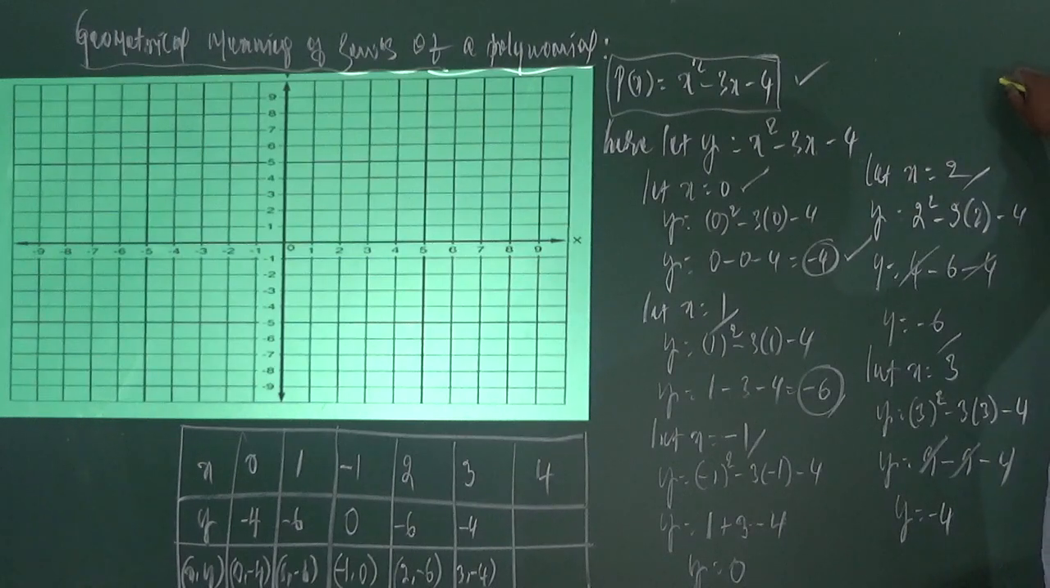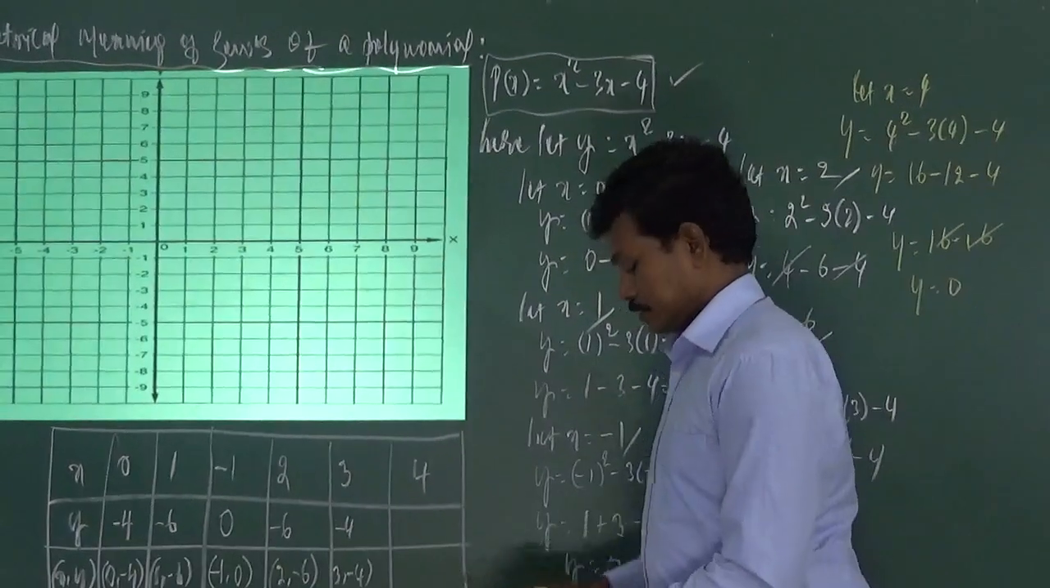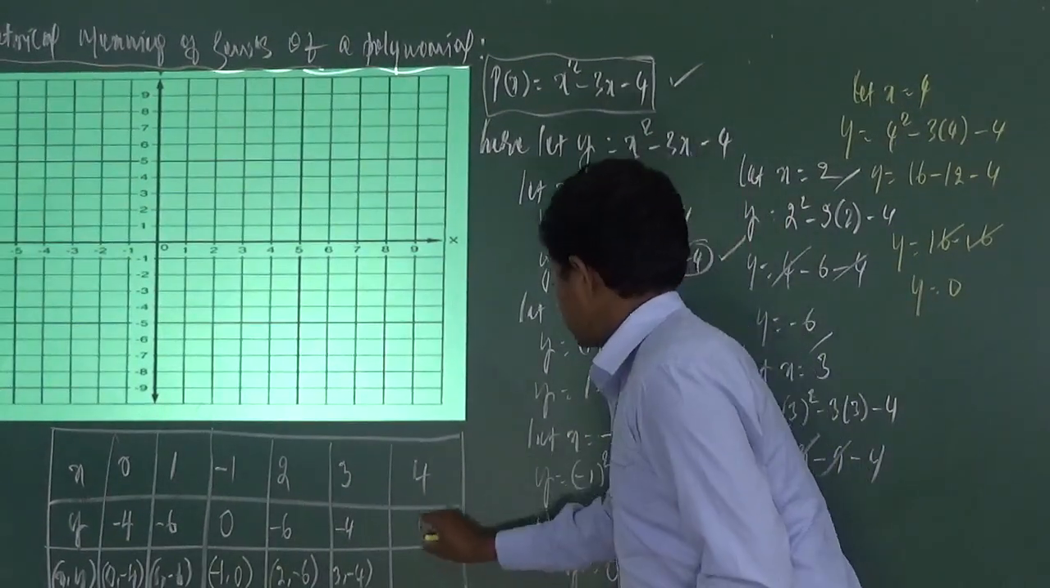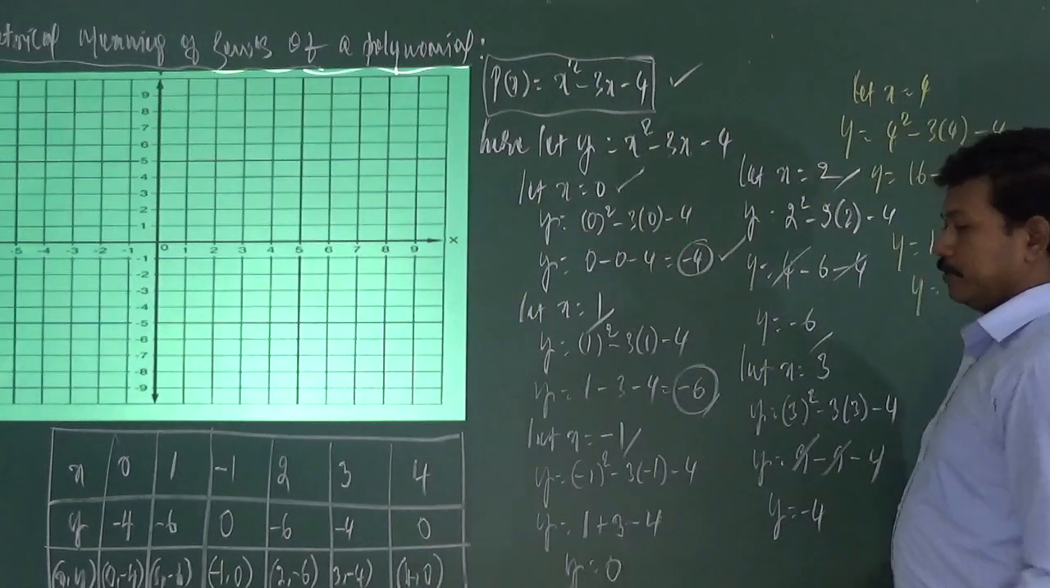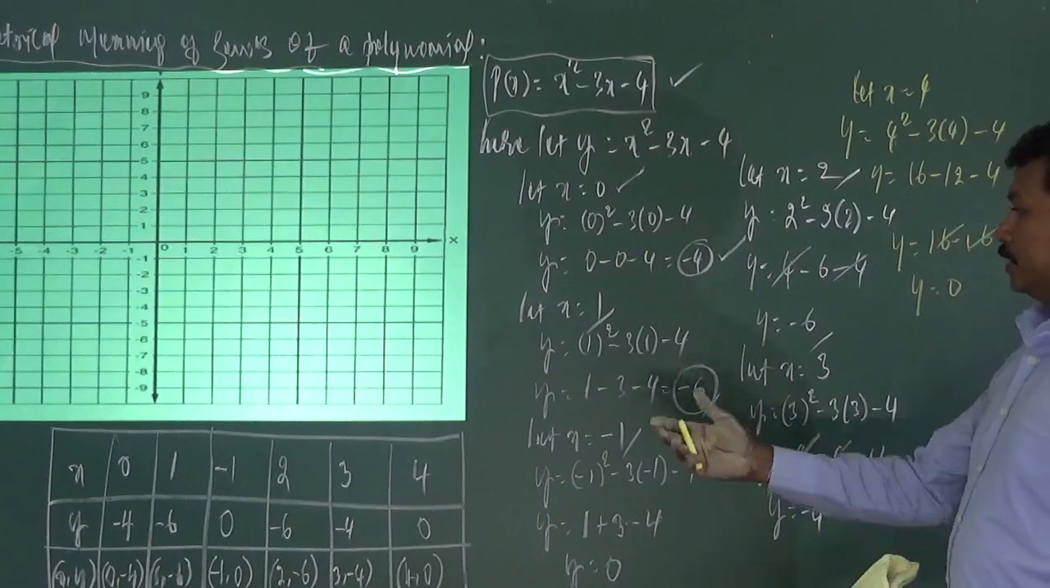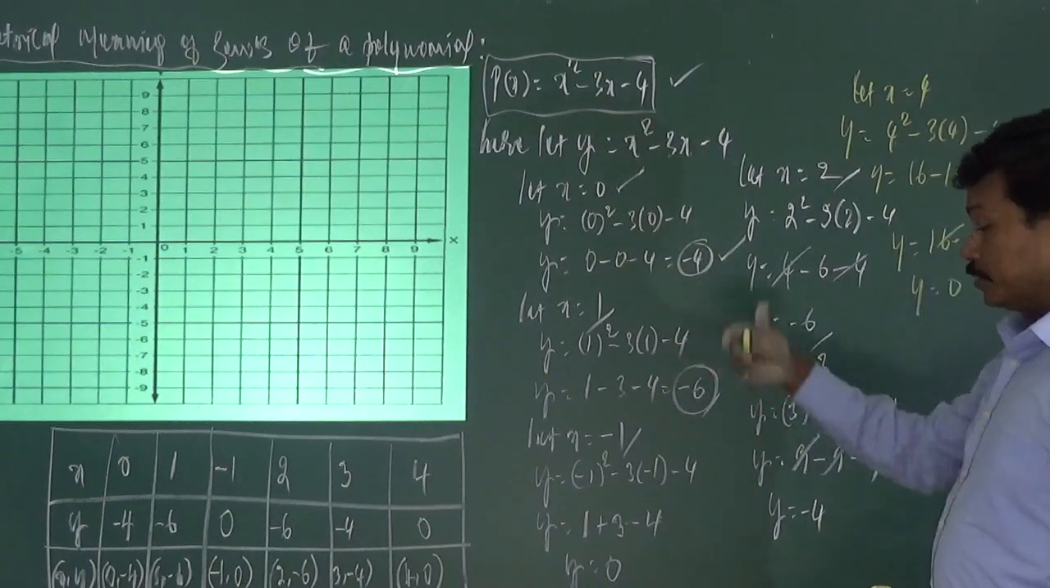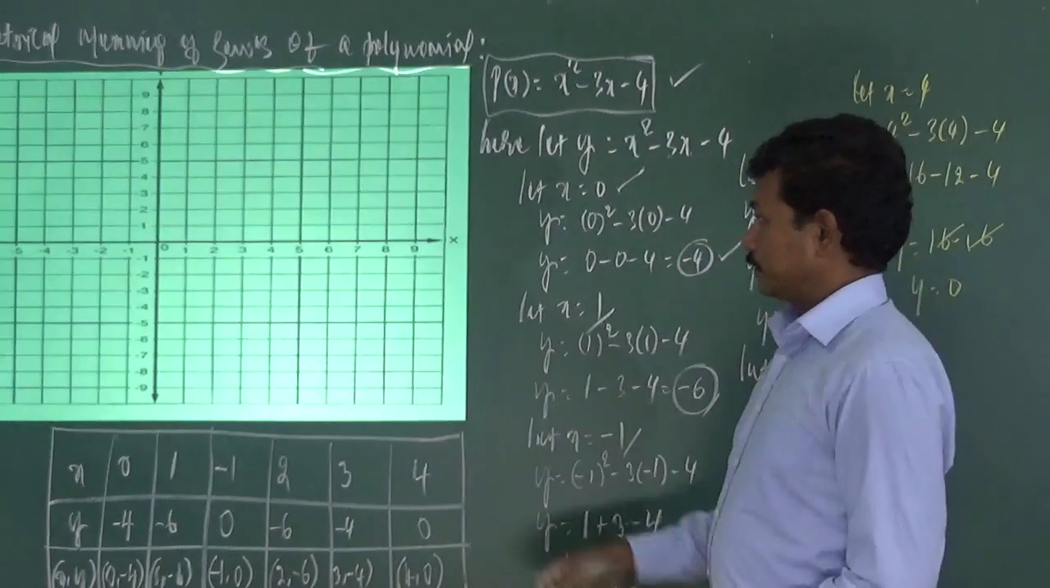Let us give another value, 4. So let x is equal to 4. So y is equal to 4 square minus 3 into 4 minus 4. So y is equal to 4 square is 16, minus 3 4s are 12, minus 4. So y is equal to 16 minus 16 cancels. Y is equal to 0. So when you give 4, the value is 0. It is 4 comma 0. So we can also give 5, we can give 6, we can give 7, we can continue with that. So now let us try to plot the points on the graph sheet.